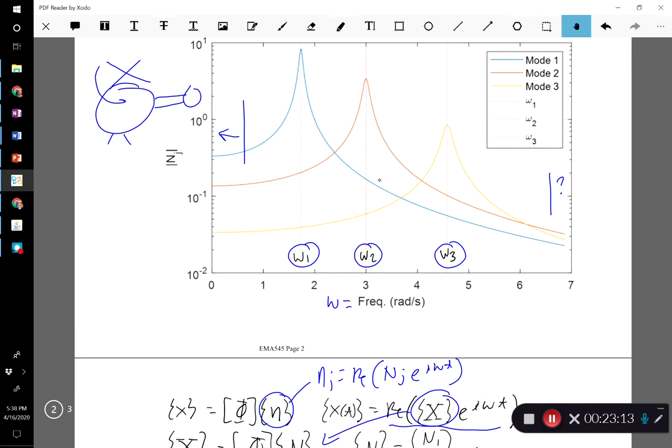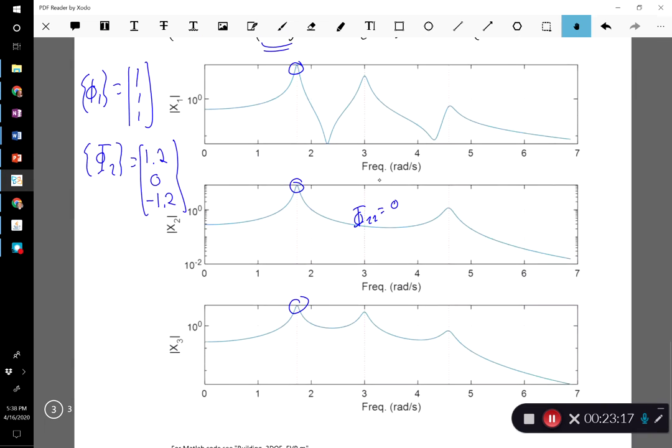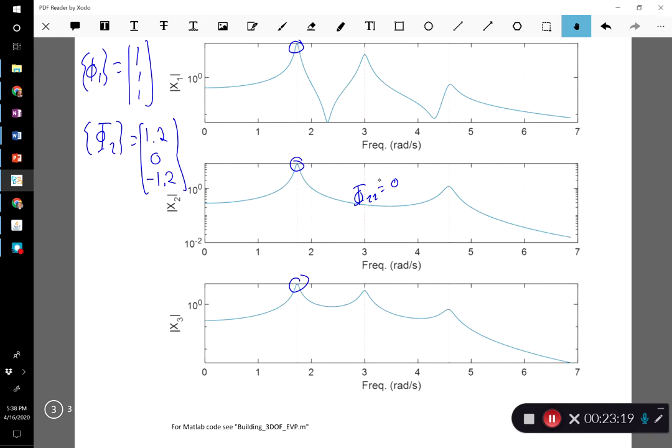This red curve, as far as mass 2 is concerned, gets multiplied by 0. And so here we see just these two peaks. We get one with a plus 1.2 amplitude and one with a minus 1.2 amplitude, but since we're taking the absolute value, they look like they're the same. And the same thing happens at the third natural frequency.